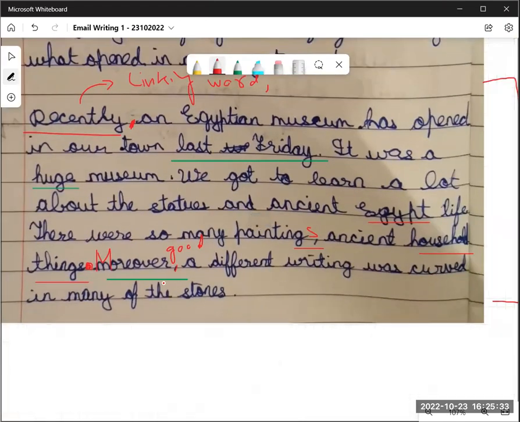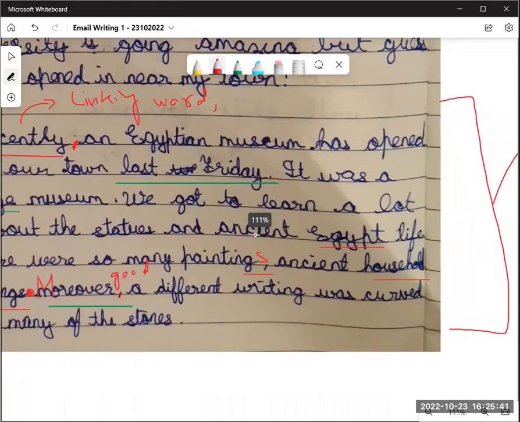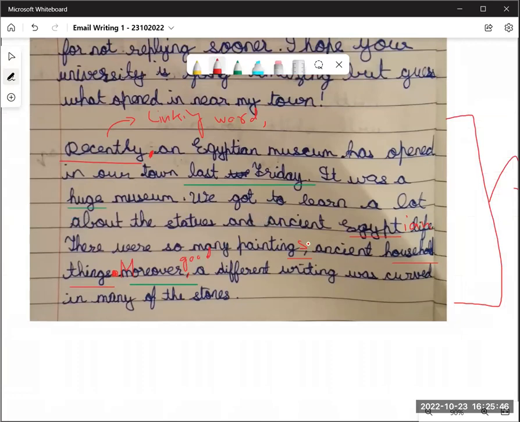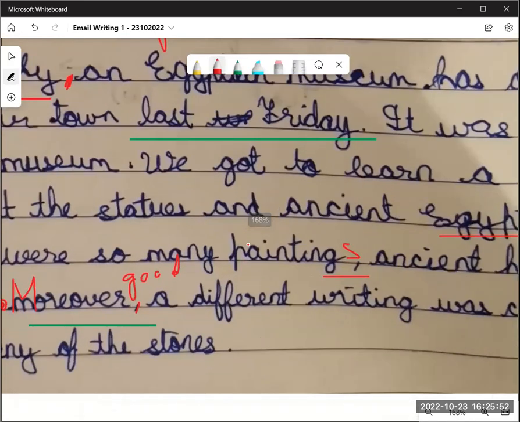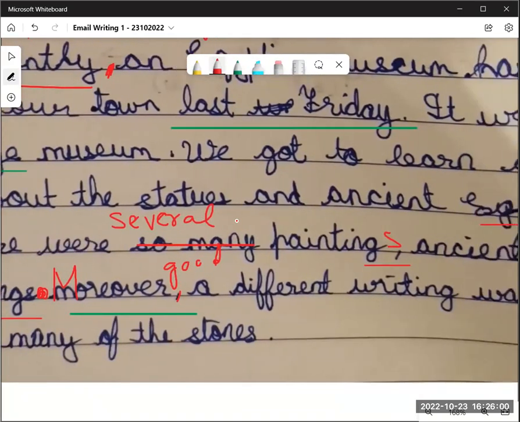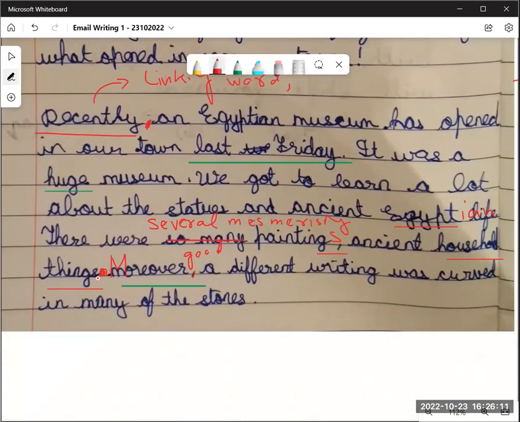A different writing was carved. I wrote recently, I was in a hurry. No worries. Now, how can I improve this? Firstly, also, ancient Egypt life is going to be Egyptian life. Those are some small mistakes, but what can we add here? I want you to add, let's say there were so many paintings, instead of saying so many, we'll say there were several amazing paintings, or let's say mesmerizing paintings. Ancient household items.